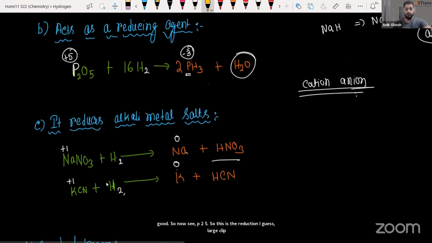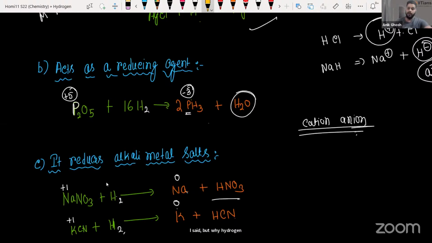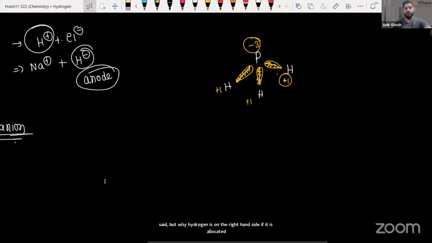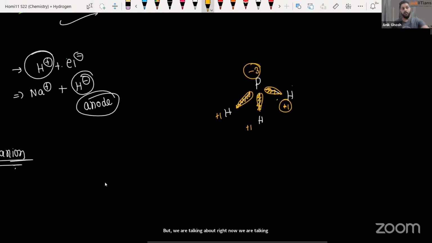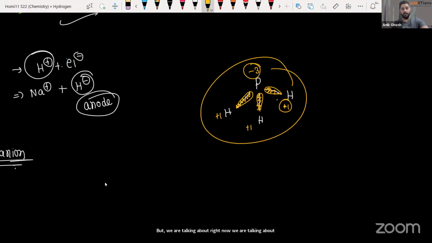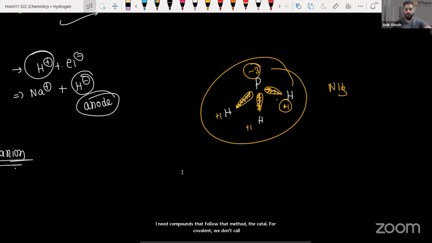Sir, but why is hydrogen on the right-hand side if it is electropositive? Better, we are talking about covalent compounds right now. If you talk about NH3, we write it that way because it's not a cation or anion. But for ionic compounds, we follow that method, where the cation goes before the anion. For covalent compounds, we don't follow this. Oh, okay, sir, got it.